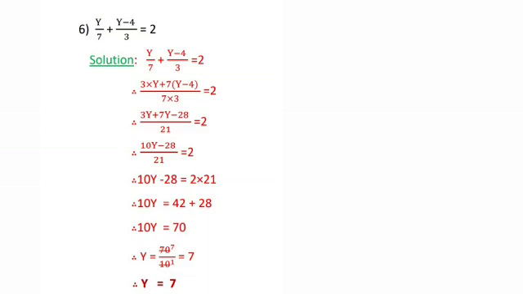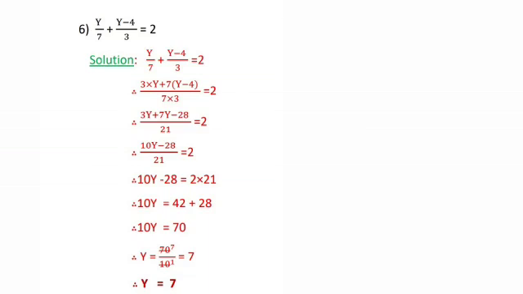So 3 into y is 3y plus 7 into y is 7y, then plus into minus is minus 7 into 4 is 28 upon 21 is equal to 2. Now 3y plus 7y is 10y minus 28 upon 21 is equal to 2. So now this 21 when it goes to your right hand side gets converted into multiplication. So you write therefore 10y minus 28 is equal to 2 into 21.